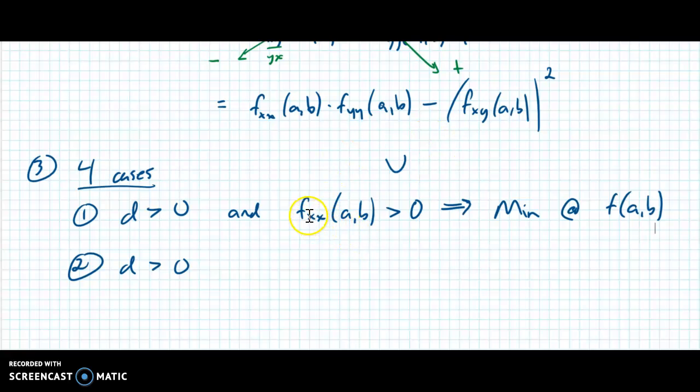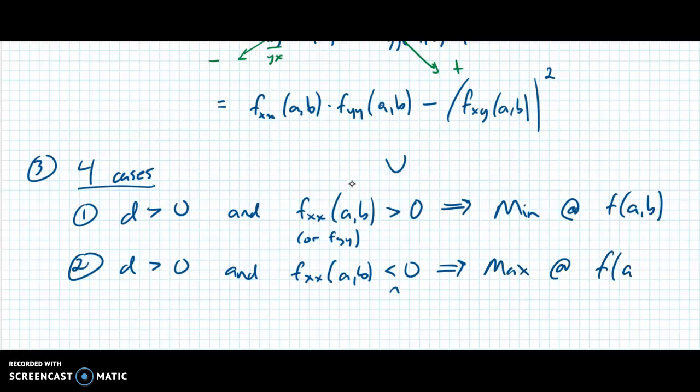Now, you may say, well, why did you choose f sub xx? This f sub xx is actually totally replaceable with f sub yy. We could even write f sub yy. So, the second case, if D is greater than 0, and f sub xx of a comma b is less than 0, that would be negative. Let me draw concave down, right? Then what do we get on this f of x comma y? We get a max at f of a comma b.